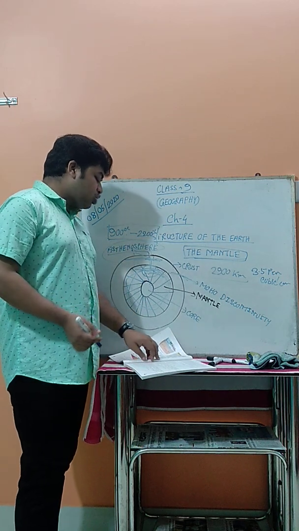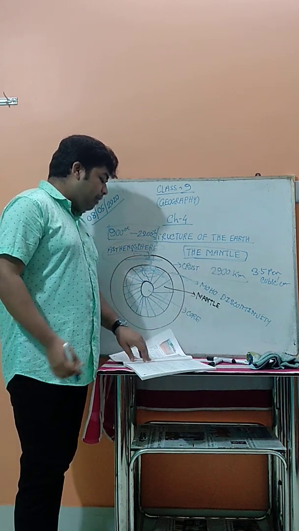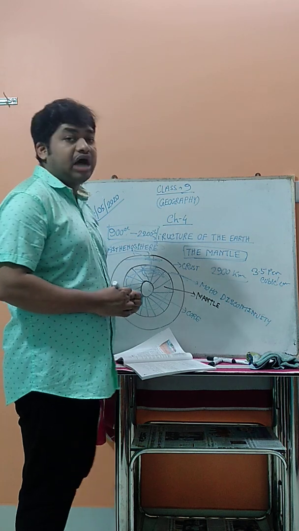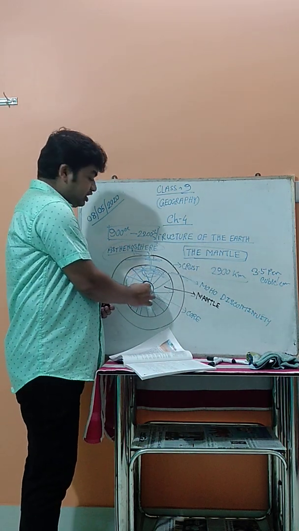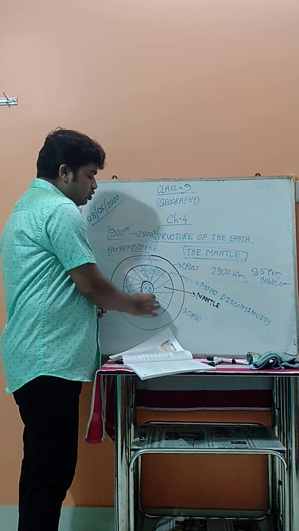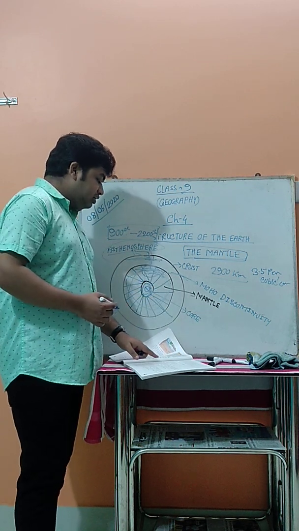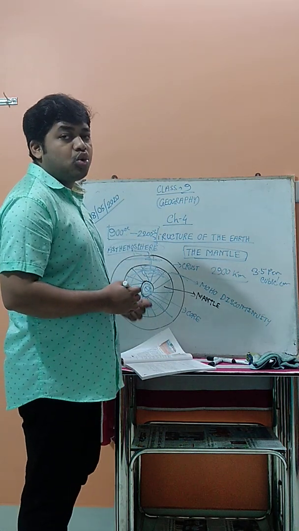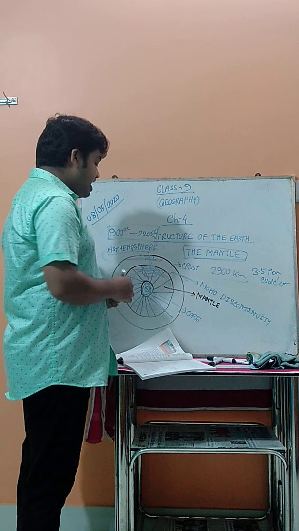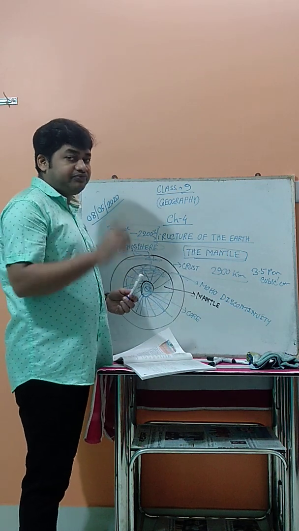Now the next is the core. The core is below the mantle and around the center of the earth. Where is it located? Below the mantle. This center portion is known as the earth's core, and it is also known as the barysphere. What is the other name? The other name of the core is barysphere, and this is the innermost portion of the earth.